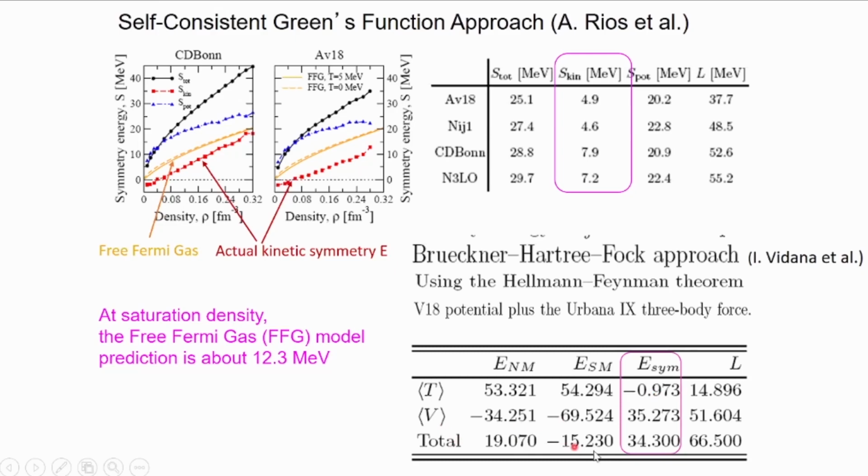Of course, the total symmetry energy remains the same. Basically, you are just shifting the kinetic symmetry energy to the potential part, and the total symmetry energy is about 34 MeV. The slope is about 66 MeV. Both of them are consistent with the normal value, the so-called fiducial value we use for many analyses.